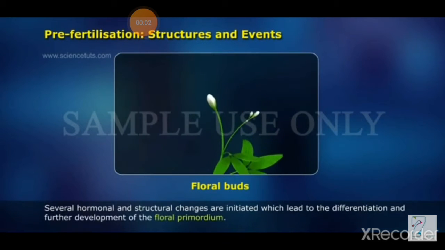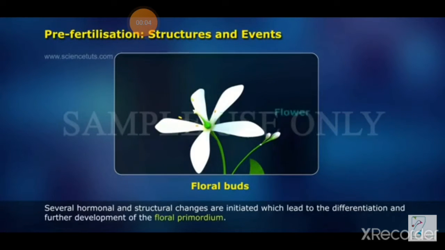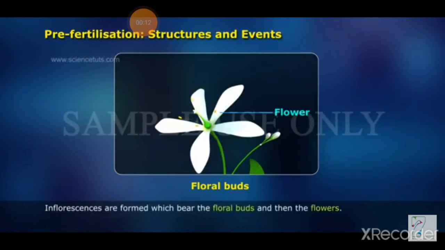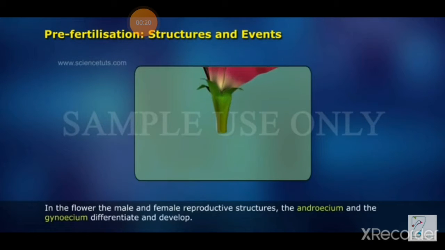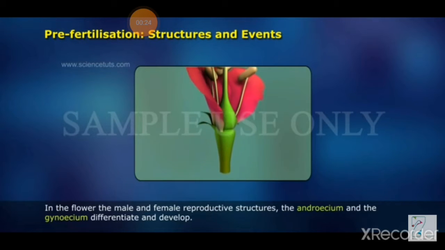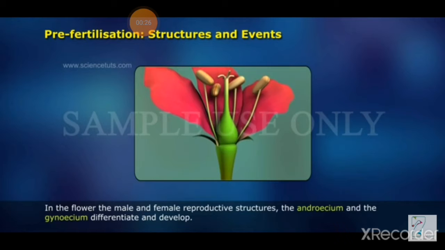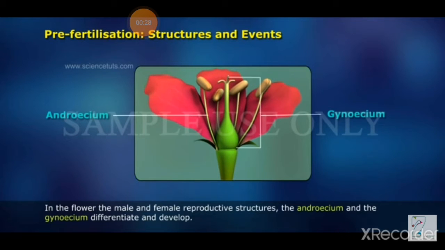Several hormonal and structural changes are initiated which lead to the differentiation and further development of the floral primordium. Inflorescences are formed which bear the floral buds and then the flowers. In the flower, the male and female reproductive structures, the androecium and the gynoecium, differentiate and develop.